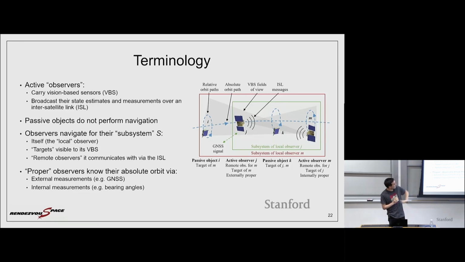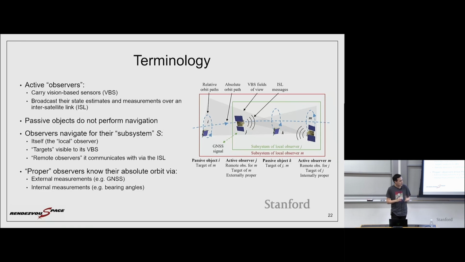So I wanted to start with a bit of terminology here just to clear things up. In terms of some kind of distributed space system for angles-only navigation, some of those objects are going to be what we call active observers. That's anything which has a camera on board, which is getting angles-only measurements. We also say that observers might have an intersatellite link, or ISL, with which they can broadcast these measurements between each other in a cooperative way.